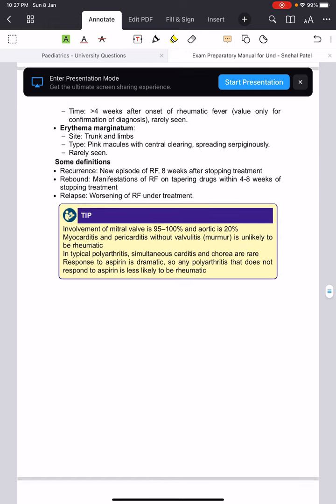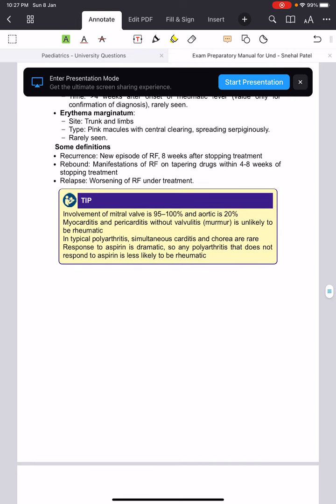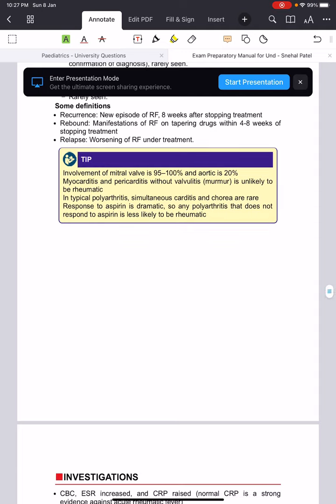Some definitions: recurrence means new episodes of RF 8 weeks after stopping treatment. So now you have RF, you had taken treatment. After 2 months or 8 weeks, you again see features of RF. Rebound means manifestation of RF on tapering drugs within 4 to 8 weeks of stopping treatment. So you are taking treatment for RF, you are tapering drugs now, and after 4 to 8 weeks you see that there is a rebound RF. Relapse means worsening of RF under treatment. You are taking treatment, and even with that treatment you are not improving, you are deteriorating.